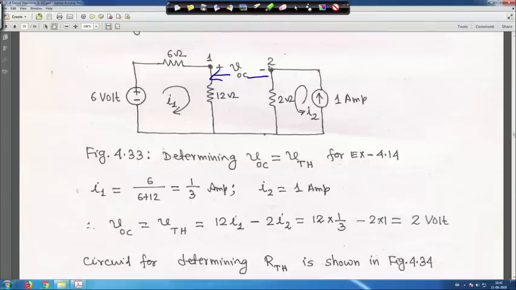Now, if you want to find out VOC, which is equal to V Thevenin, we first take I2 this way, right. I2 is taken this way because it is open. So, this is a separate mesh, because this is open. So, no current is flowing here because this is open, right.